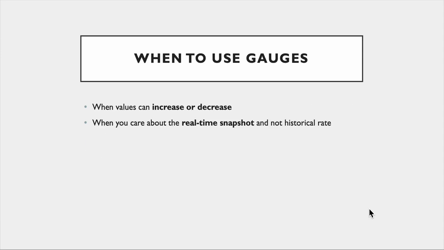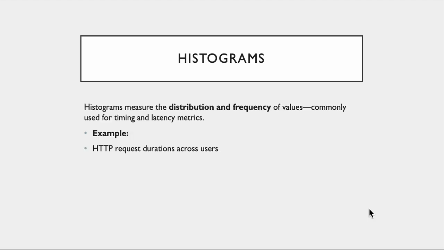Gauges help you understand the real-time state of your system and are invaluable for identifying performance bottlenecks or resource constraints. So the use cases are when the value can fluctuate up and down, and you don't need to track the change over time.